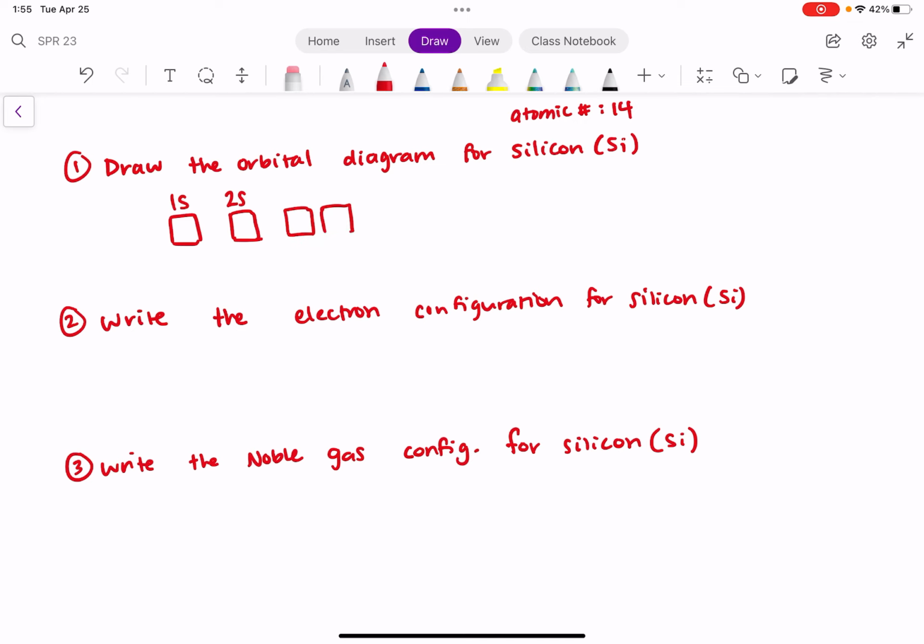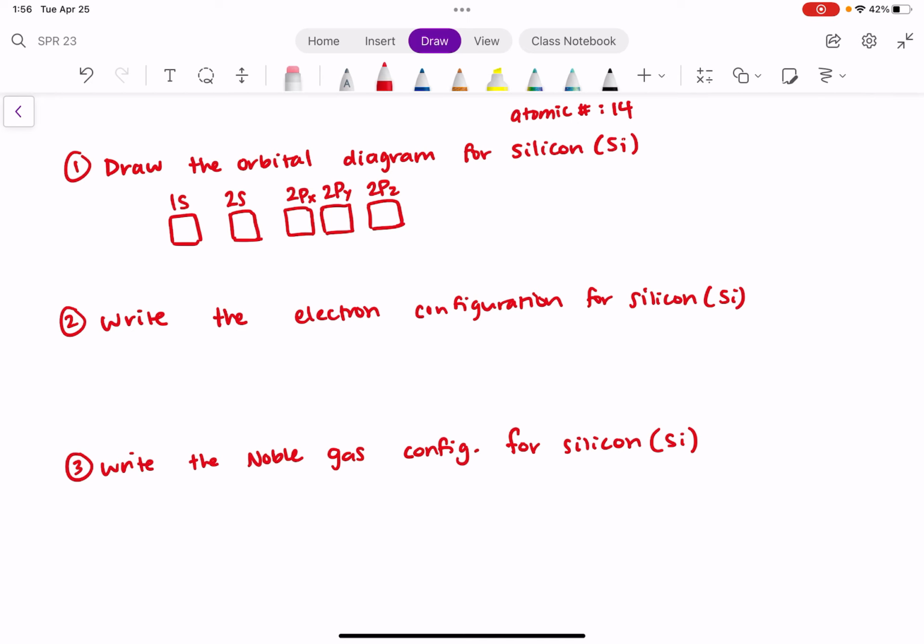Yeah, three of my 2p's. So 2p, let's just go ahead and label them 2px, 2py, and 2pz. Remember that those x, y, and z's are there to show what axis they lie on. I'm just doing it so that you can see the three different p orbitals. That's why I'm labeling it like that. And that's something you'll see and be expected to do in the future.